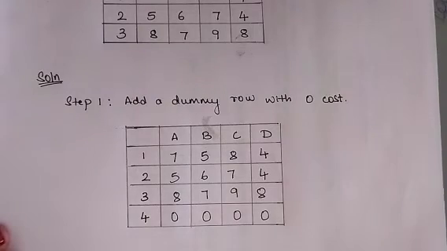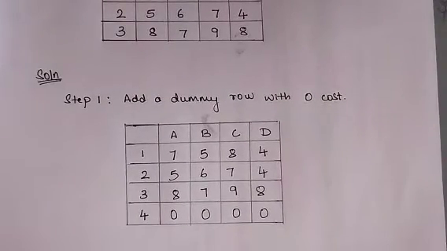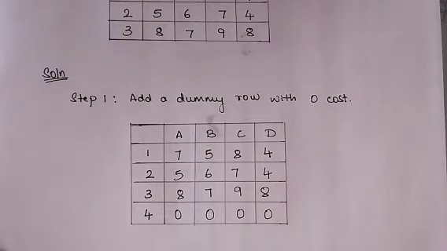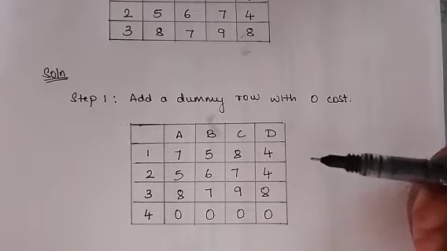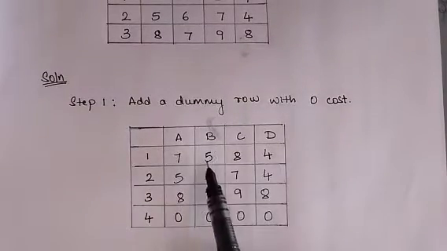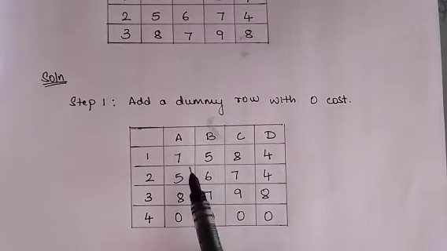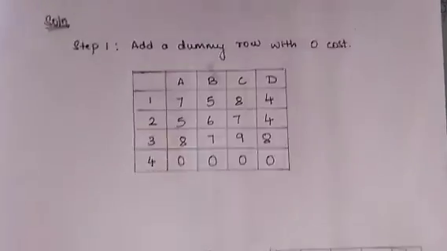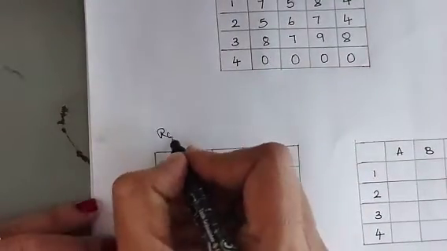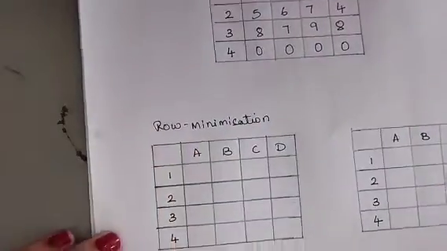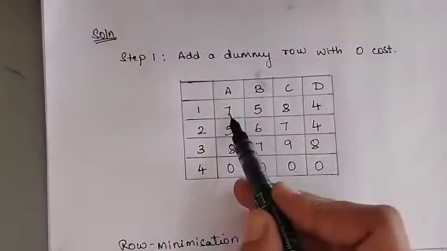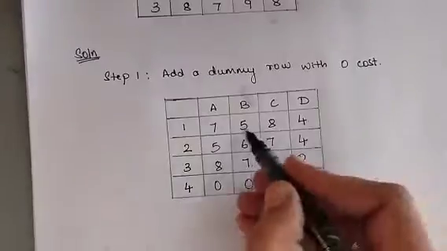Now we will follow our regular process. The first step again will be row minimization. We take the minimum element of each row and deduct it from the other elements. For the first row, the minimum element is 4. So we deduct this 4 from each of the elements in the row. 7 minus 4 gives us 3. 5 minus 4 gives us 1. 8 minus 4 gives us 4. And 4 minus 4 gives us 0.